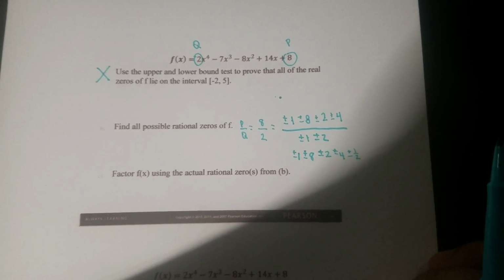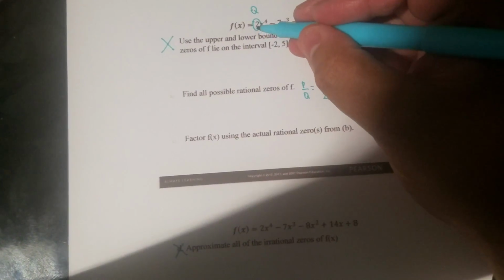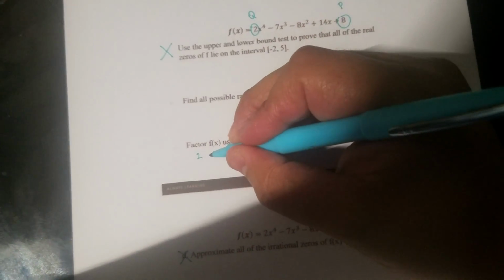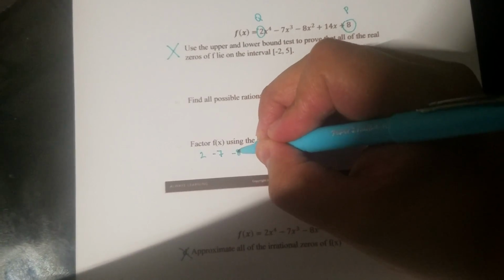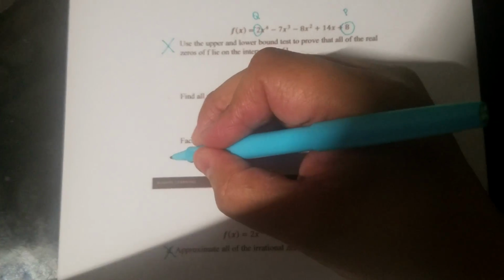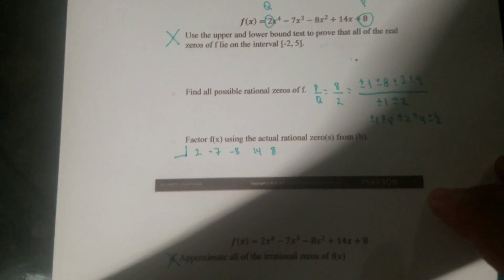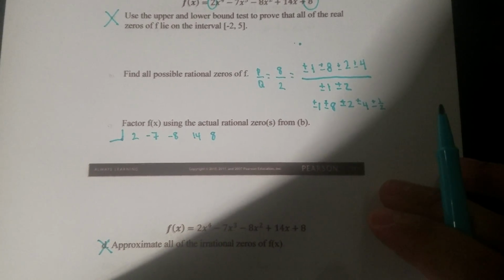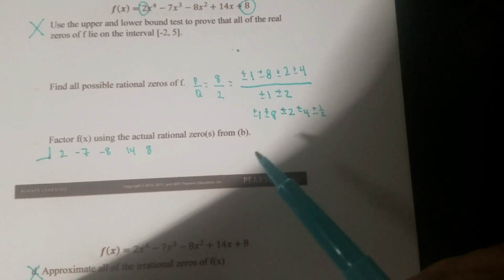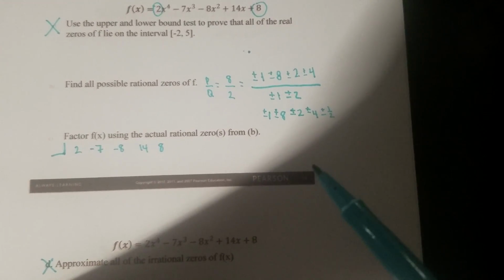So what I'm going to use is synthetic division. And so let me get the numbers. I'm just getting these numbers: 2, 7, negative 7, negative 8, 14, and positive 8. And if they don't give you a clue on what numbers I'm going to divide by, well, I'm going to use these right here. So you're going to have to go one by one until you find a number that actually works. So what I'm looking for is which one has a remainder of 0.